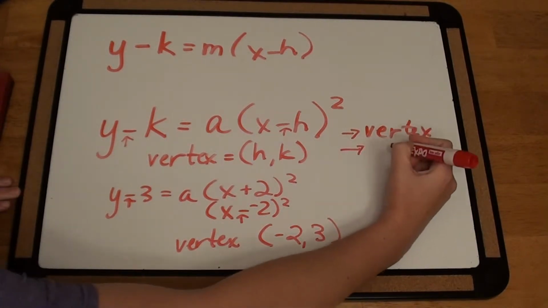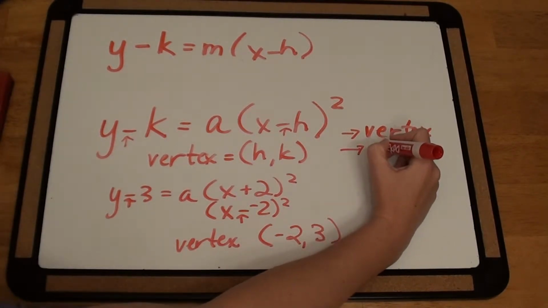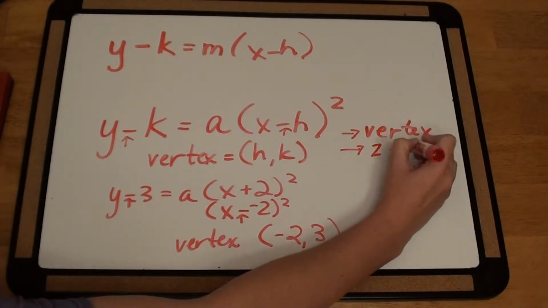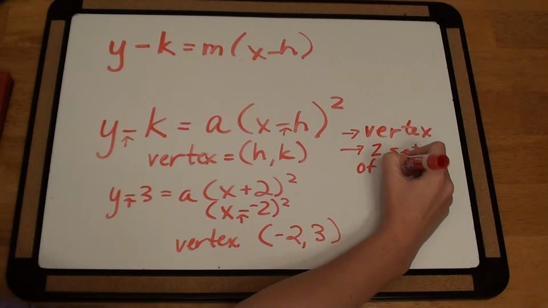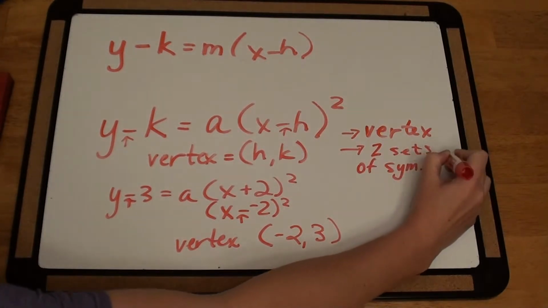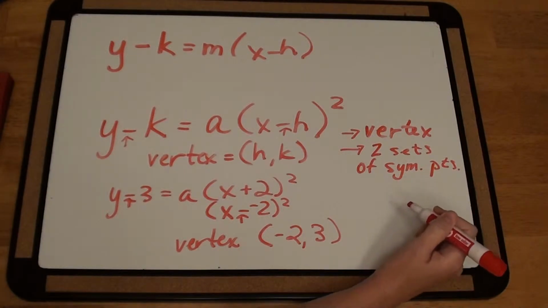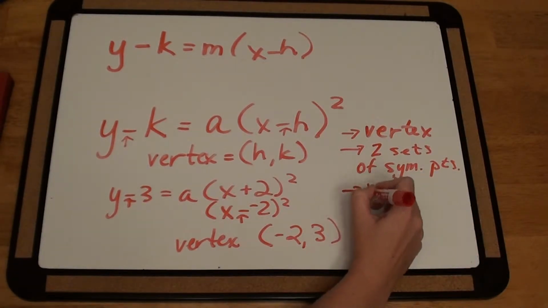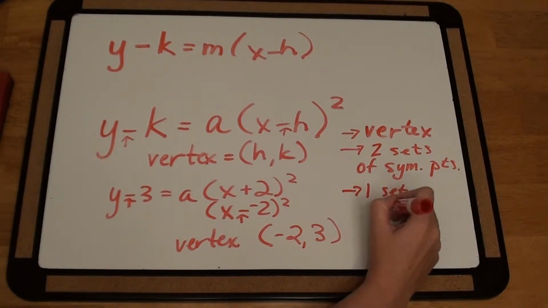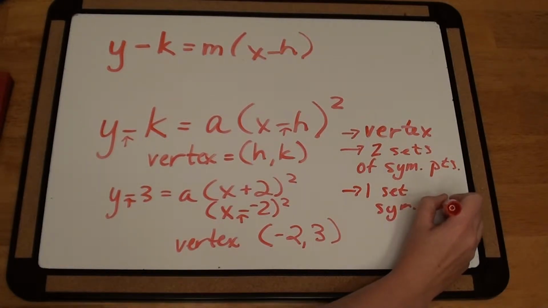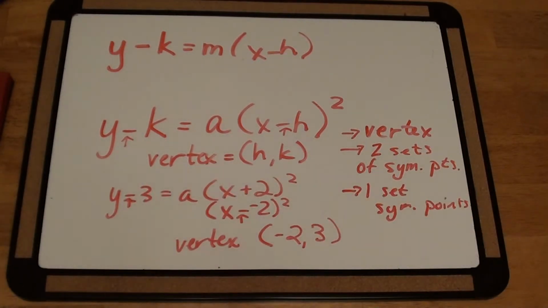And then I prefer 5 points total. I prefer 2 sets of symmetrical points, and we'll go over what that means. Some of the homework assignments just want 1 set of symmetrical points. So read the directions. If the directions say graph it, or if I give you a problem on a test and I say graph it, I'm expecting 2 sets of symmetrical points.